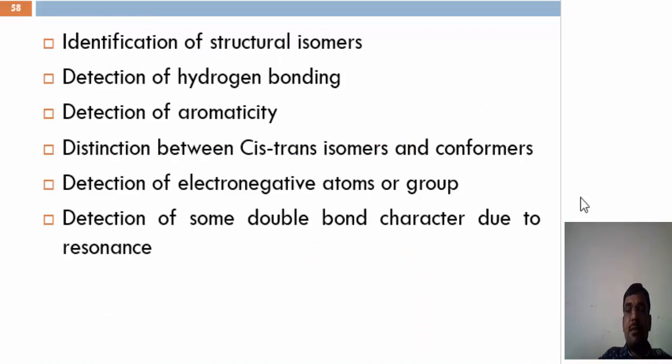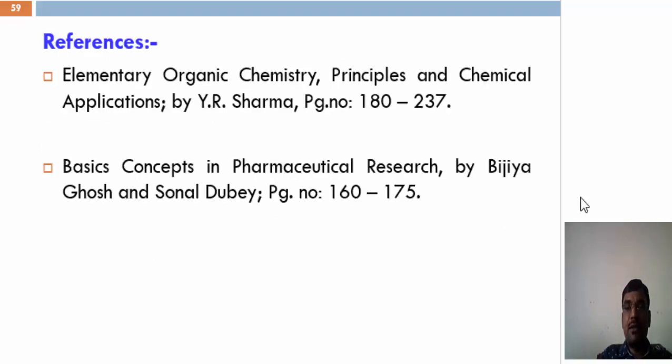Then there are some applications. There are nearly six applications. First one is the identification of structural isomers. Second application is the detection of hydrogen bonding. Third application is the detection of aromaticity. Fourth one is the distinction between cis and trans isomers or conformers. Next one is the detection of electronegative atoms or groups. And the last is the detection of some double bond character due to resonance.